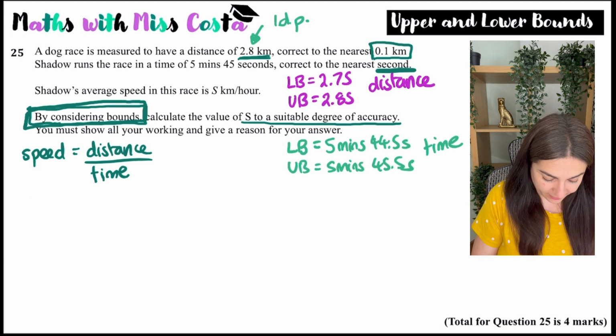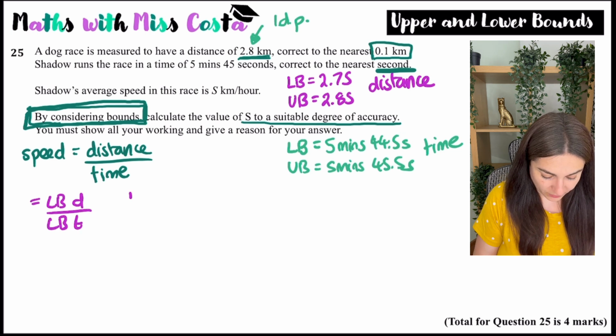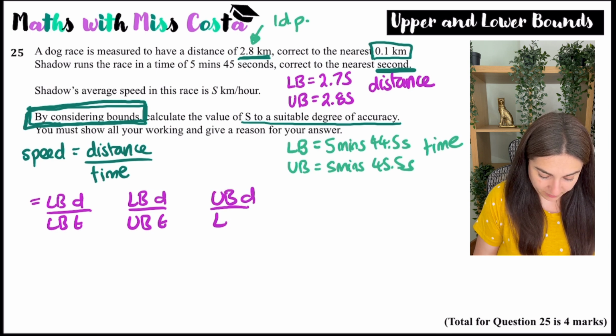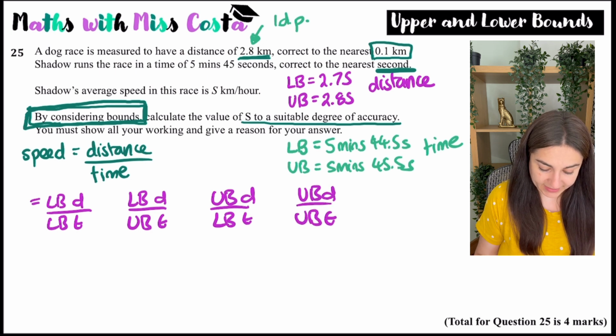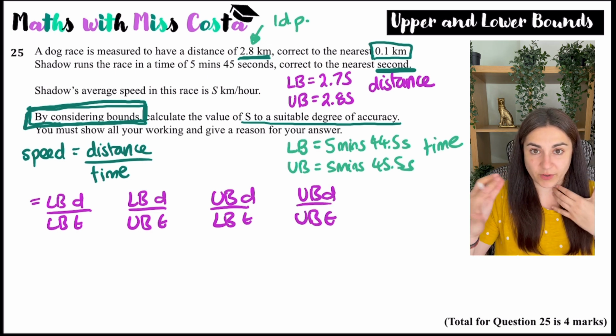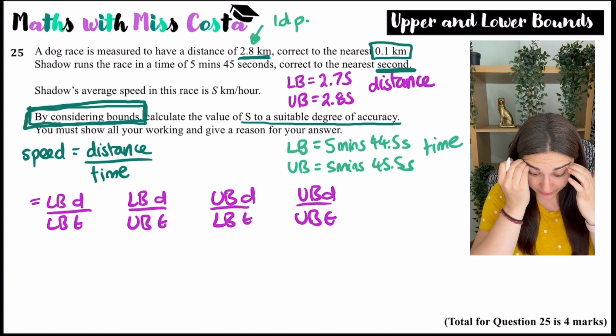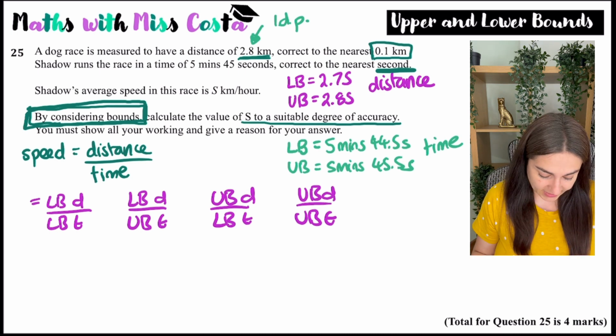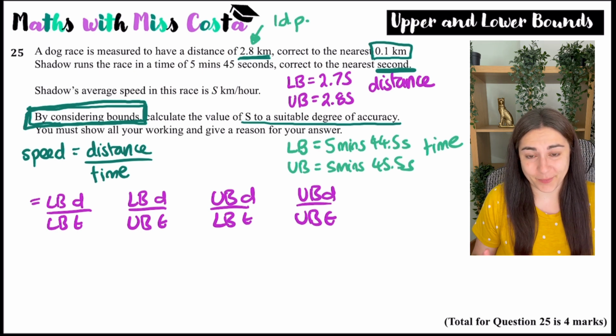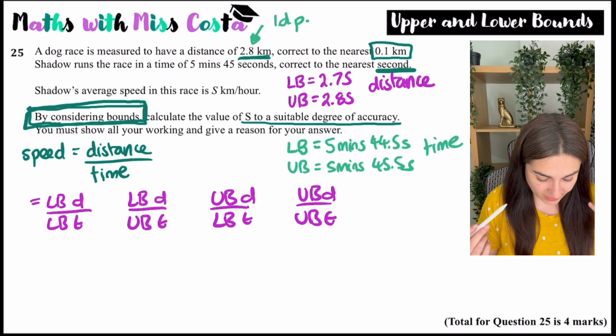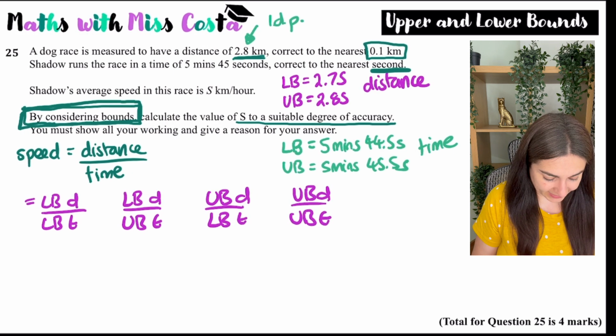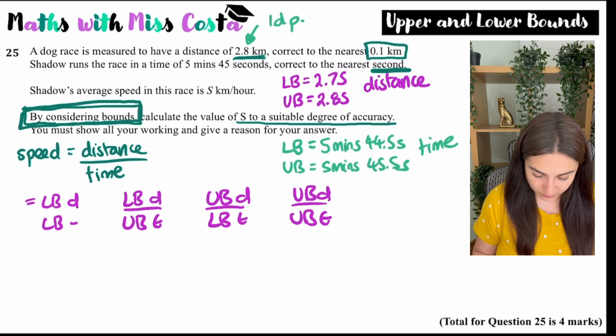So you're going to have lower bound of distance divided by lower bound of time. You're going to have lower bound of distance divided by upper bound of time. Then you're going to have upper bound of distance divided by lower bound of time, and upper bound of distance divided by upper bound of time. So essentially you're matching each bound to each other, so there's a combination that includes all of them, and that will mean there's 4 combinations. That is the worst case scenario, because all you're doing then is just substituting values in, and then you're going to get some answers, and then you're going to figure them out. But let's actually read the question because I think it actually wants more from us.